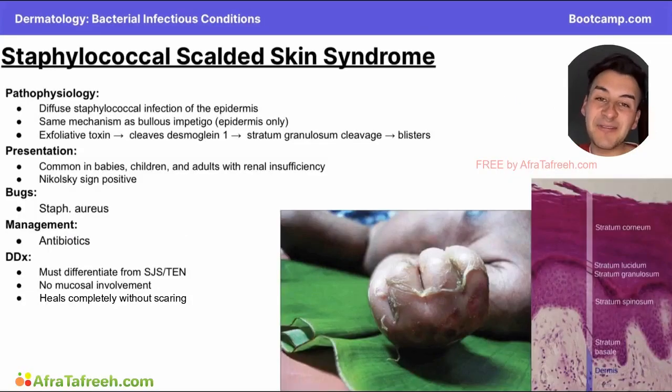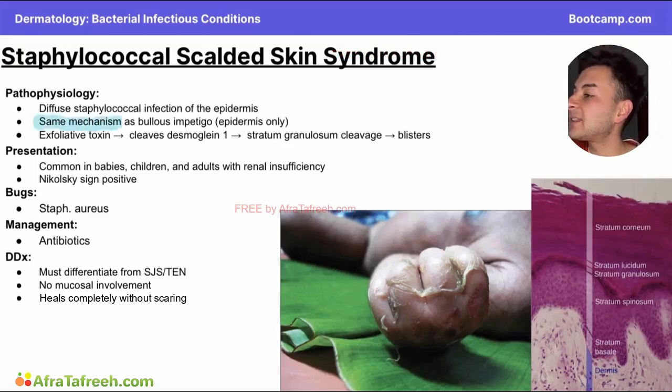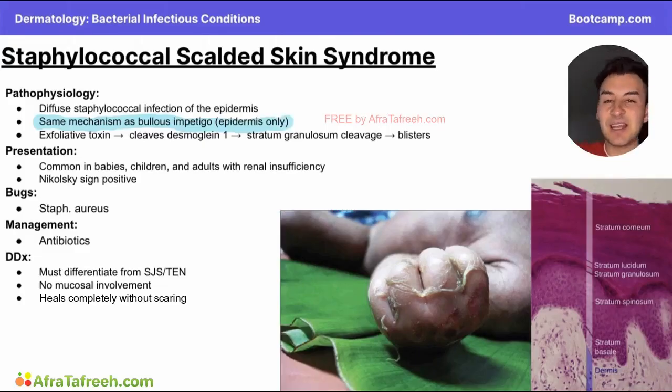Next, let's talk about staphylococcal scalded skin syndrome, which is going to be a generalized staph infection of the entire epidermis. And this comes with some pretty high yield facts, and it's very similar to bullous impetigo, which we talked about in the beginning. So same exact mechanism as bullous impetigo, which earlier I highlighted in blue. So I'm going to highlight in turquoise here to keep you guys kind of in the same wavelength.